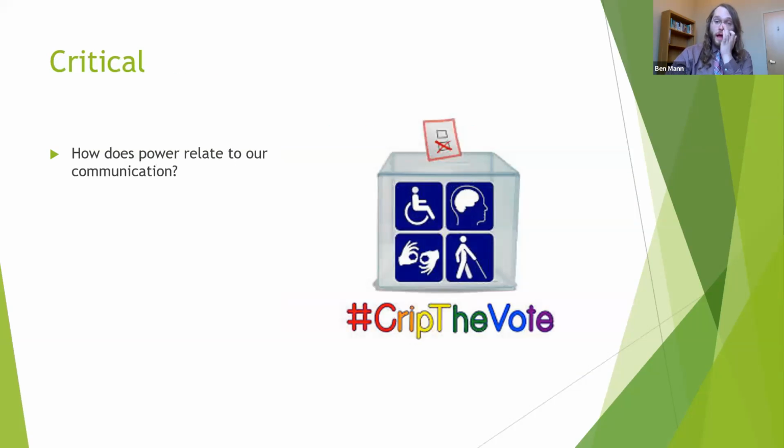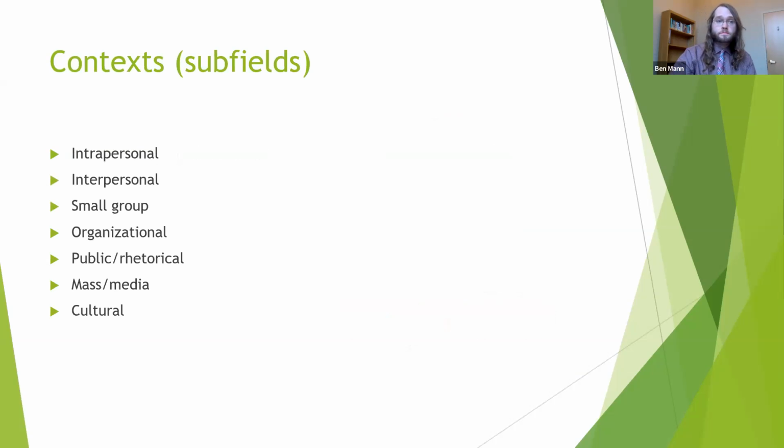And then lastly, critical. I come from a background in critical and cultural studies. I do work, for instance, looking at how power relates to communication. There was a hashtag campaign called Crypt the Vote that was designed to raise awareness about inaccessibility of voting in the United States, looking at power and the ways that maybe access to voting was not equally distributed. So critical is very much concerned with power. We see the word critical used a lot, right, and used kind of as a buzzword, but when we actually break down what critical means, it's really looking at power and the way power shapes our relationships.